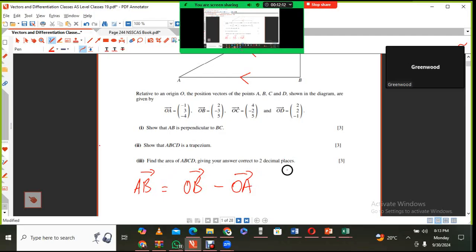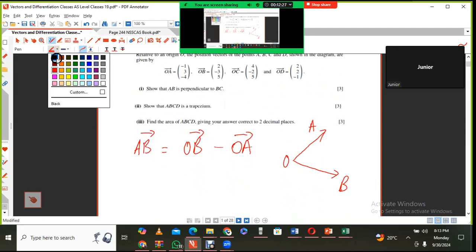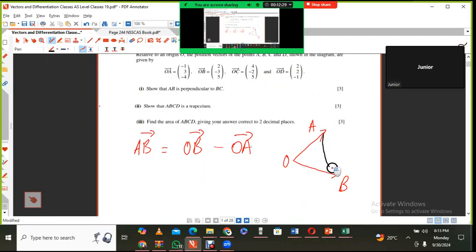So if you have to go from O to A, O to B, let me say I have it like this. I want to go from A to B. So that is basically, think of it as this direction here. In order to do that, can you see that you are going against this arrow? So it's minus OA, and then you're going along AB. Can you see that? So that's why we say it's the second point, the position vector.